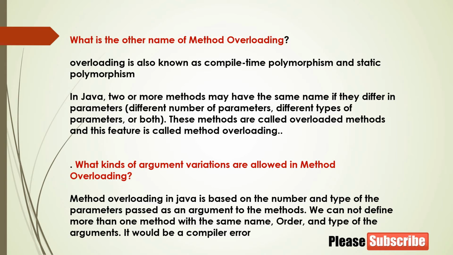Okay, so overloading is known as compile time polymorphism and static polymorphism. In Java, two or more methods have the same method name if they differ in parameters, like a different number of parameters, different types of parameters, or both. These methods are called overloaded methods. This feature is called method overloading.